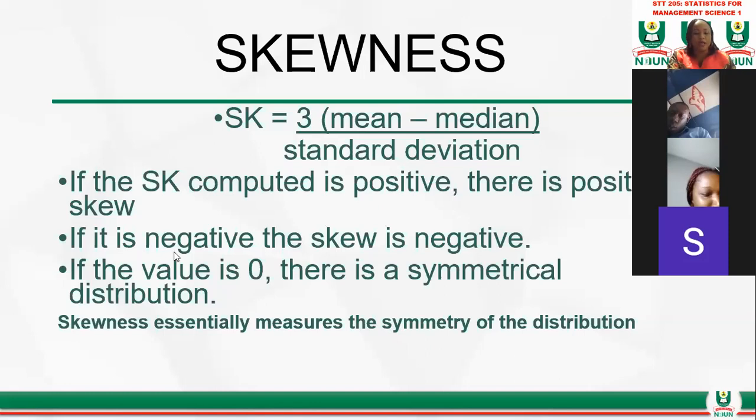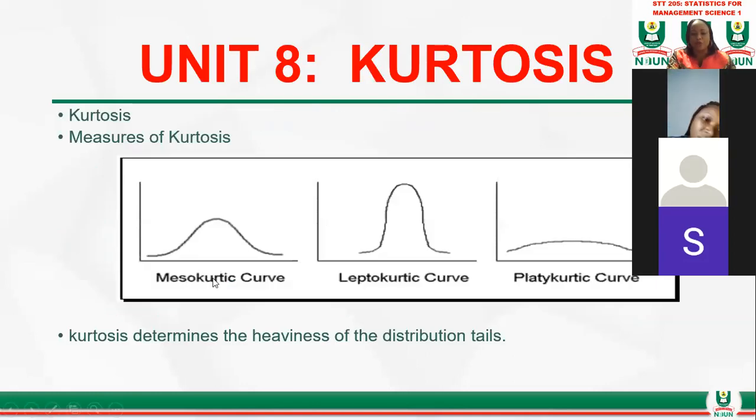And we have 3 of them. After plotting your distribution, if you have the first curve, you call it what? Mesokurtic curve. You just conclude that your distribution has a mesokurtic curve. If the distribution after plotting has this particular shape, we call it what? Leptokurtic curve. And the final one is what? Platykurtic curve. So it's the 3 of them that we have that can determine the heaviness of the distribution tails. That's the sole aim of kurtosis in a distribution.